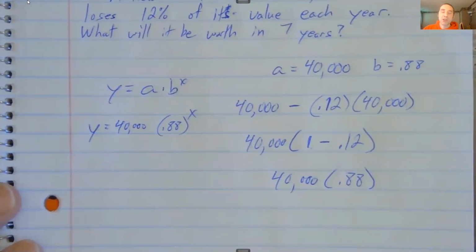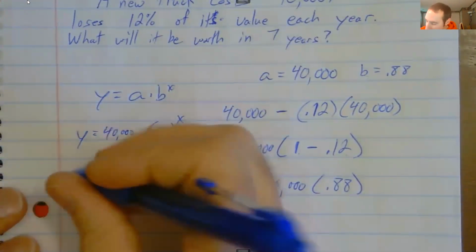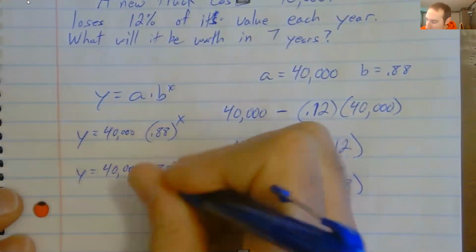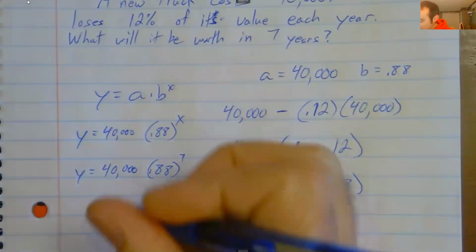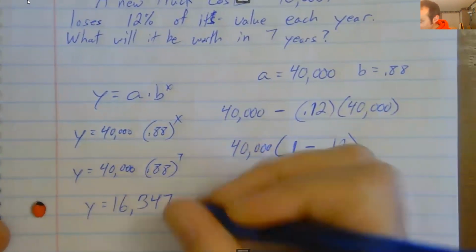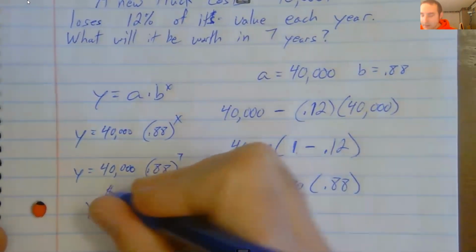And that x value is measured in time. The y value is the value of the truck in dollars. And we're looking for what it is going to be worth in 7 years. So I'm going to plug in 40,000 times 0.88 raised to the 7th. I'm going to pull out my calculator here and take 40,000 times 0.88 raised to the 7th. And that gave me a value of $16,347. Since we're dealing with money, why don't we go all the way out to 2 cents?